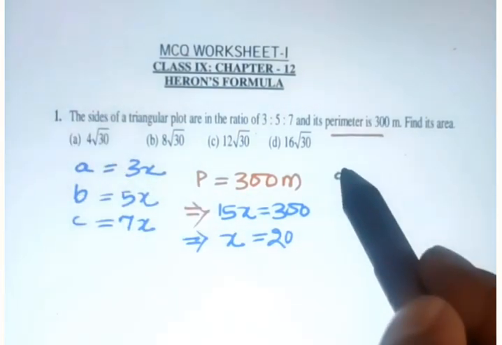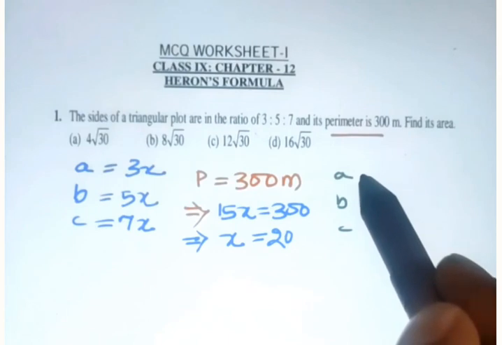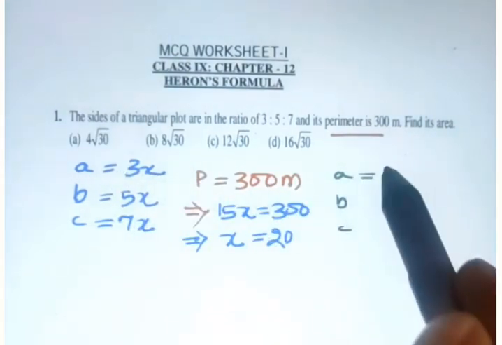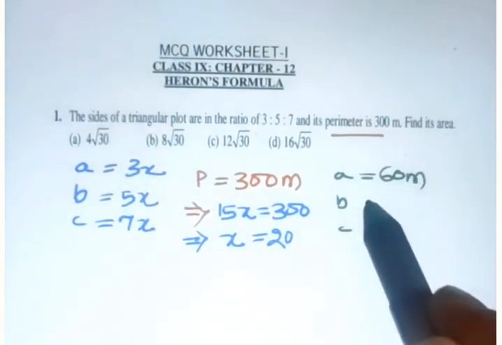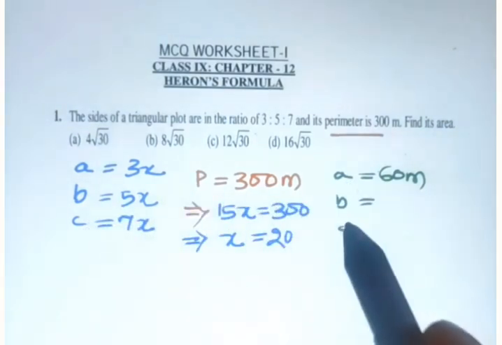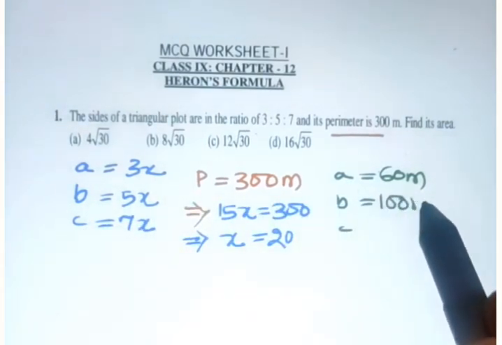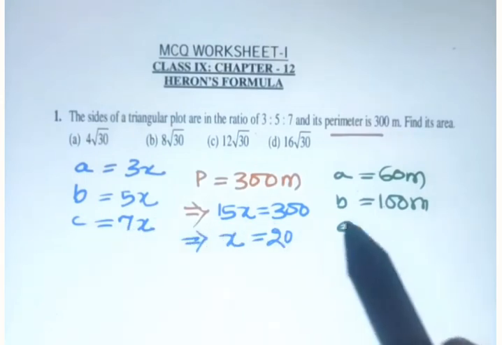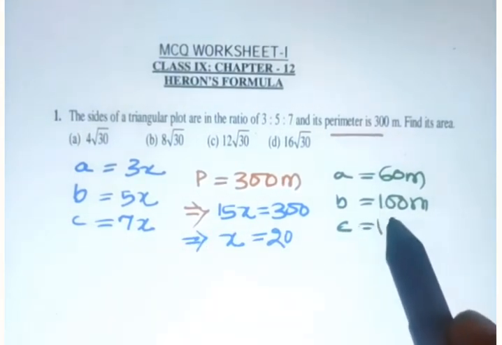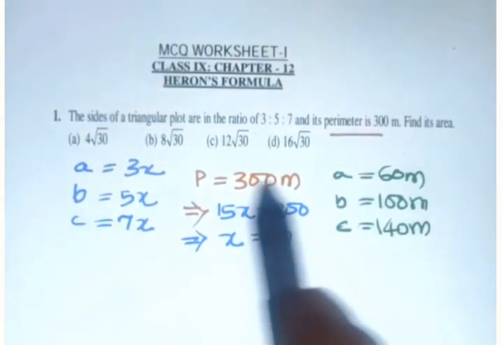Now we can easily write the length of the sides. So A is 3x, so 3 into 20, 60 meter. B is 5x, so 5 times 20, 100 meter. And C is 7x, that is 7 times 20, which is equal to 140 meter.